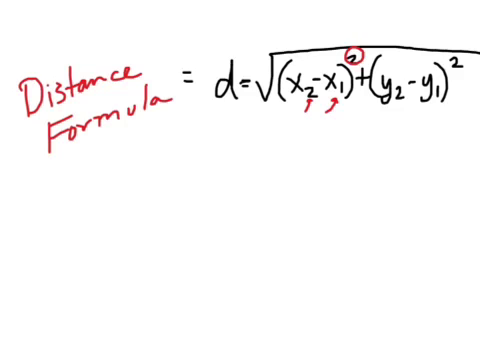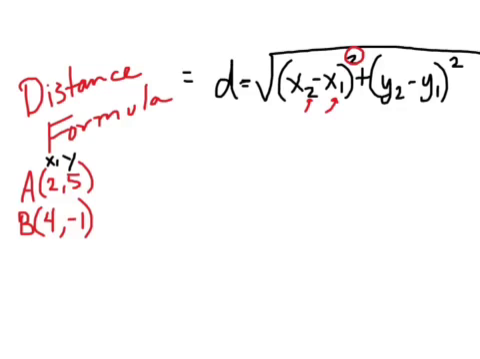So the first thing I'm going to do is come up with two ordered pairs. I'm going to say A is (2, 5) and B is (4, -1). Now, using the formula, I labeled this as x1 and y1, and then this is x2 and y2. The reason I'm doing that is because A was first and B was second.